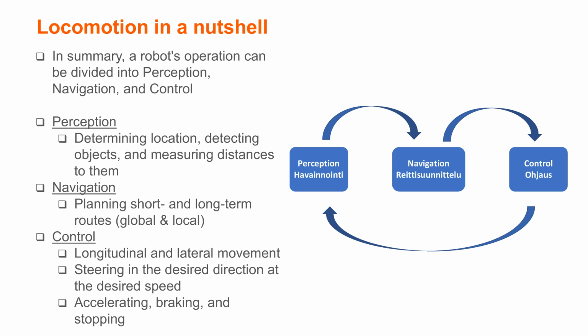For example, a warehouse robot must perceive its surroundings, navigate through obstacles, and control its speed and direction to avoid collisions.